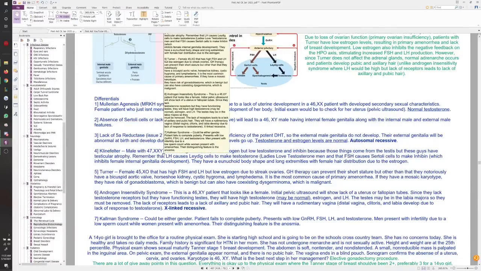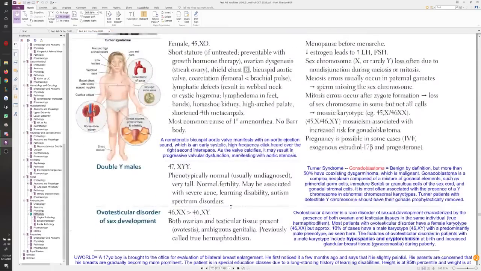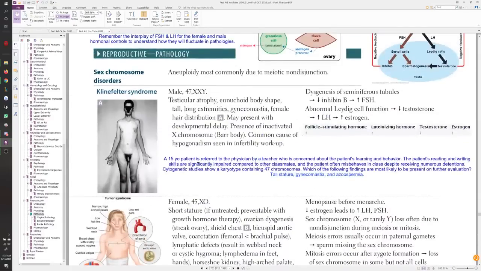47XXY, that's Klinefelter, right? There is a double Y one also, and what I said about the double Y one, that's true. The double Y thing is very aggressive. That's right here, double Y males. Right, so they tell you severe acne, learning disability, spectrum disorders, and these guys are the ones that are very, very aggressive. The 47XYY. But what we were right now talking about was Klinefelter, which is not the double Y one. Klinefelter has double X.